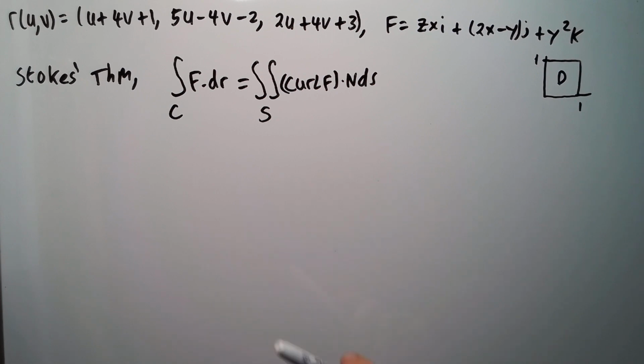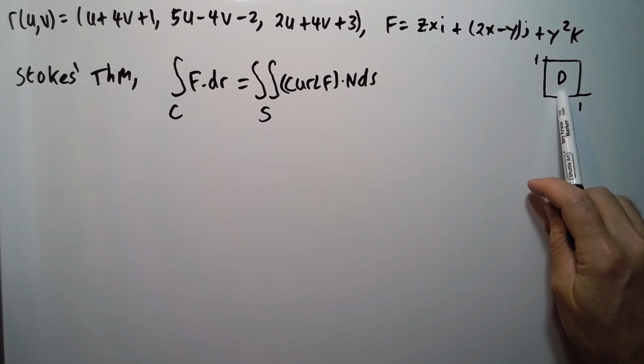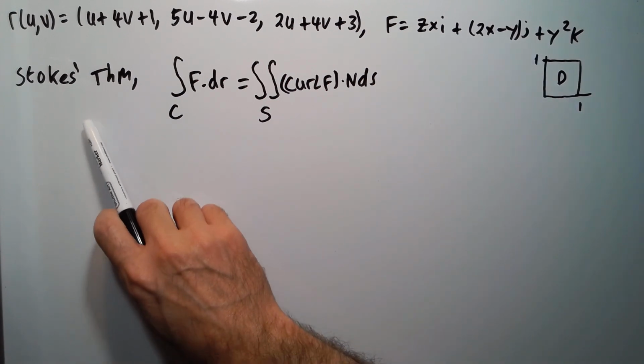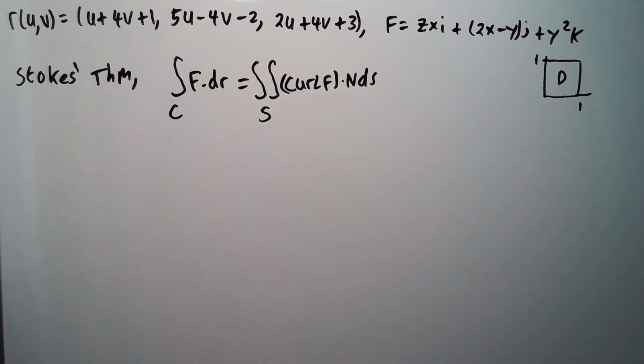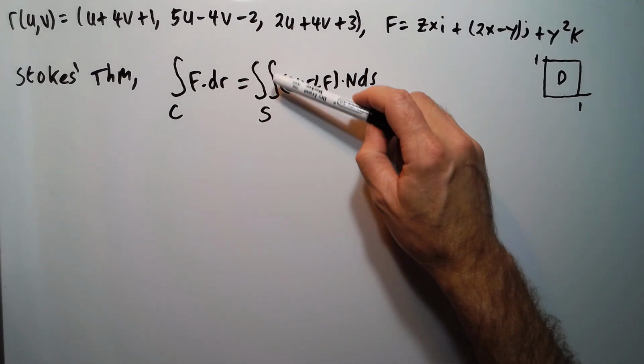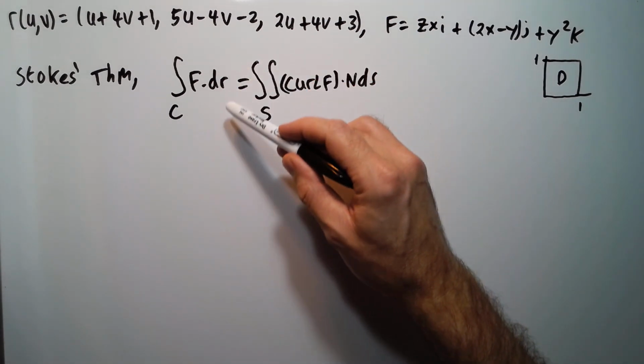So, summarizing, we've parameterized our parallelogram. We'll be using our D region, and this is my F function. So here's Stokes' theorem, and we're trying to verify this. We have two parts here. We've got the line integral on this side, and a double integral over S on this side. I'm going to work on this double integral part first. So let's do that.